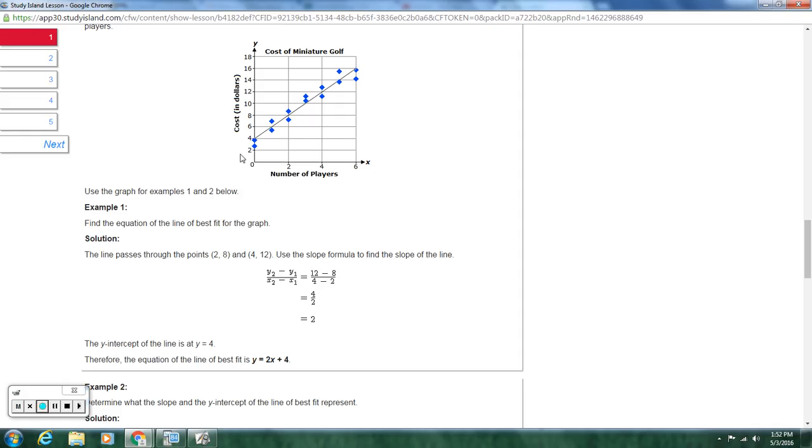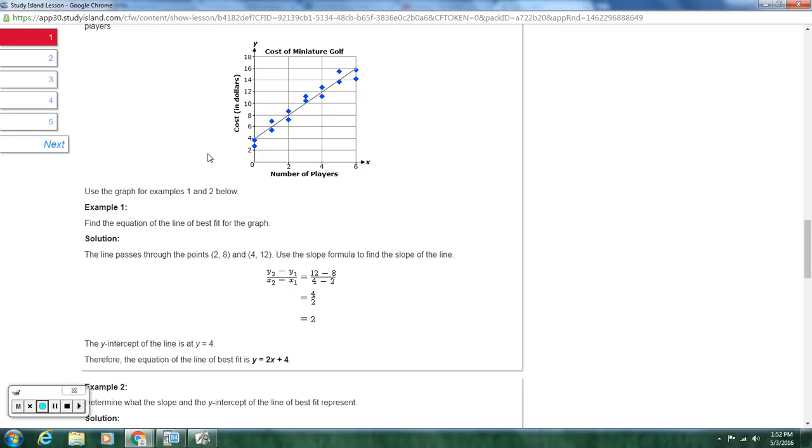Oh, so what would a sentence be that describes (0, 4)? Not necessarily $4 per person. That would be a slope, because you're paying each. But $4 for what?